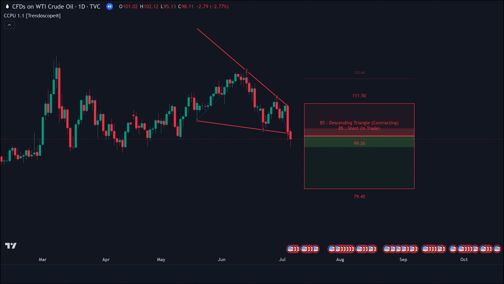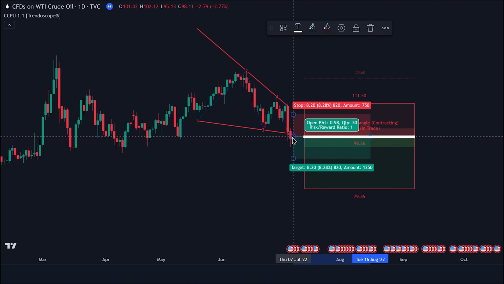This removes the guesswork from spotting potential trade opportunities. In this case, the indicator has detected that the price has broken below the triangle's support, signaling a strong sell trade setup. The suggested entry point is where you would enter a short position.